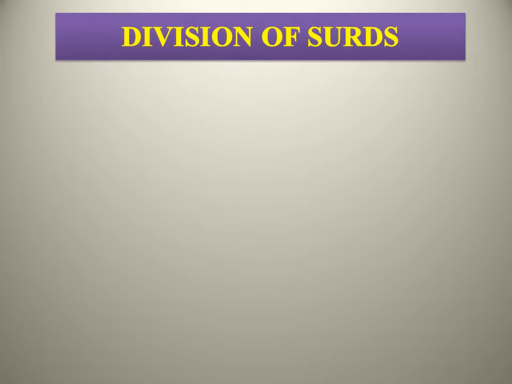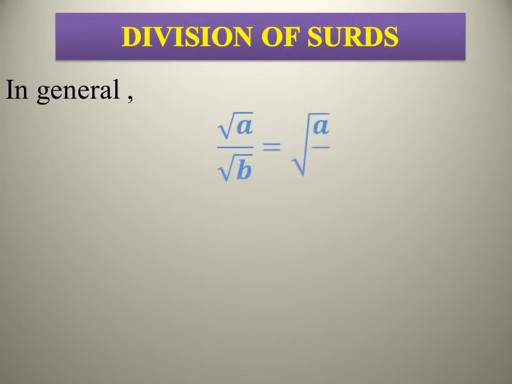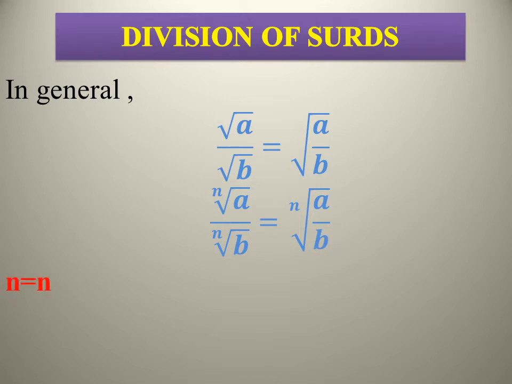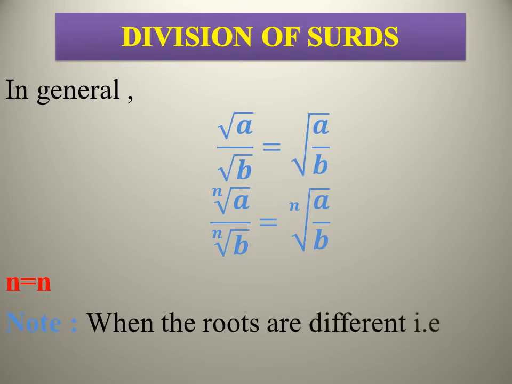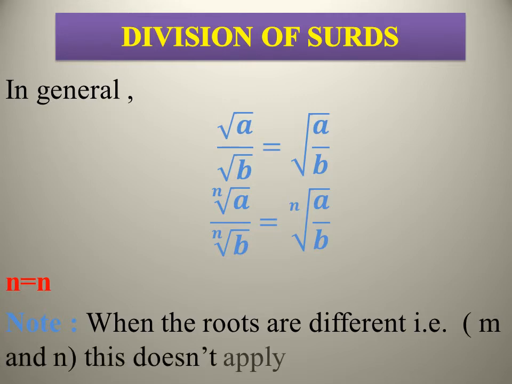Division of surds. In general, root a on root b is equal to the root of a on b. That is, the nth root of a divided by the nth root of b is equal to the nth root of a on b. This is because their roots are the same, n is equal to n. Note, when the roots are different, that is m and n, this doesn't apply because m is not equal to n.